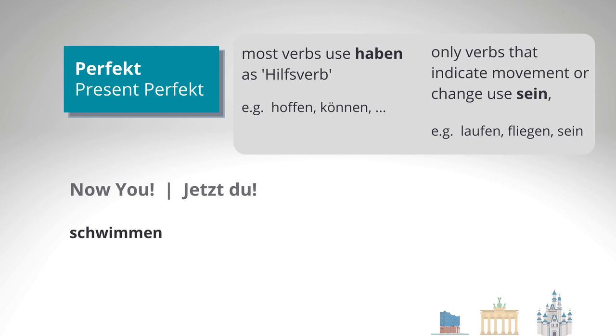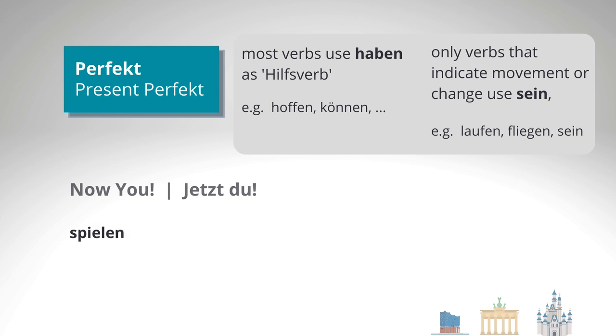The correct answer would be sein, because schwimmen indicates movement. And as we just learned, verbs that indicate movement use the Hilfsverb sein. So for example, if you want to say I have swum or I swam, in German this would be Ich bin geschwommen. And bin is the first person singular of sein. We use sein as our Hilfsverb.